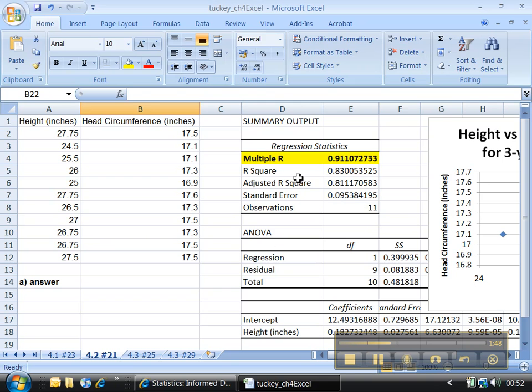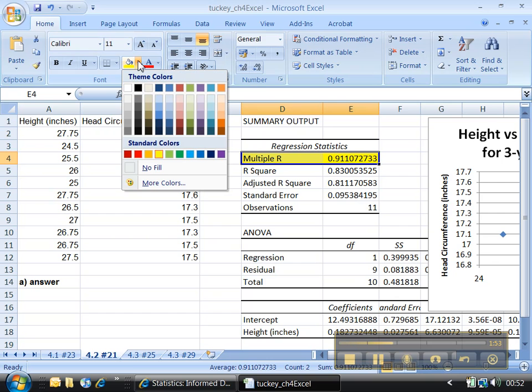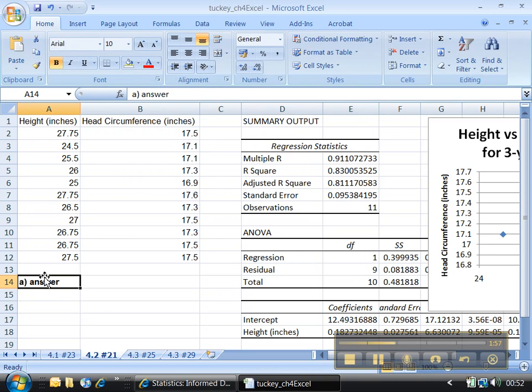Now, let's see. I don't need this highlighted and bolded anymore for this problem. So let me unhighlight that. Go to no fill. There we go. All right, now they want the least squares regression line. That would be head circumference, the Y, is equal to mx plus b. That's the way you learn it in algebra class.